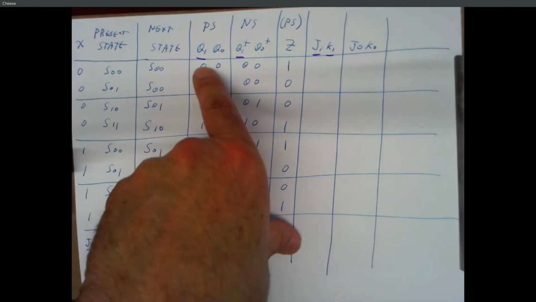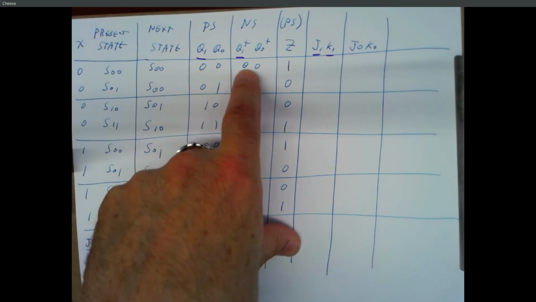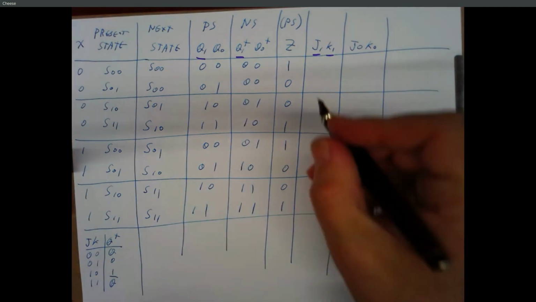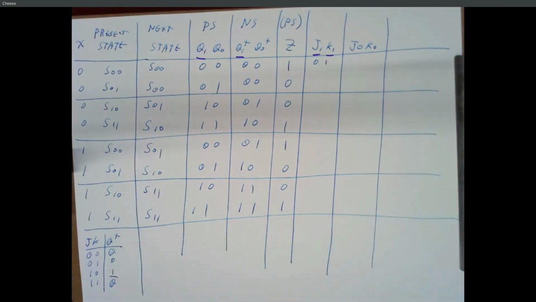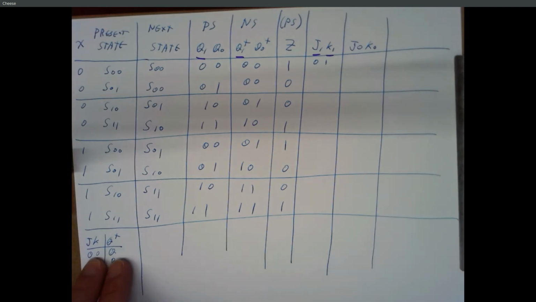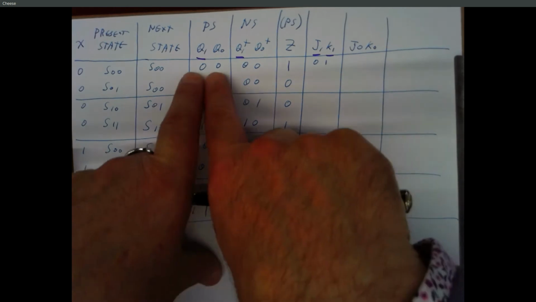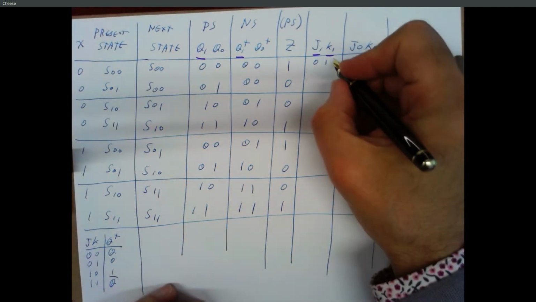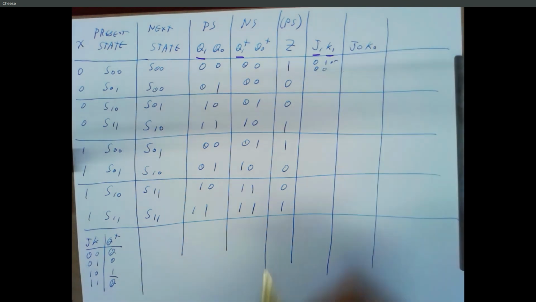Okay, let's just look at the first row for Q1. Q1 is currently a 0. After the next clock tick, we want it to be a 0. What value should we set for J1, K1? We're trying to go from a 0 to a 0. 0, 1. Is there any other value we could have used? 0, 0. We could also use 0, 0 because 0, 0 says don't change, right? And since it's already a 0, if we put in 0, 0, it'll also stay a 0. So this is 0, 1 or 0, 0.